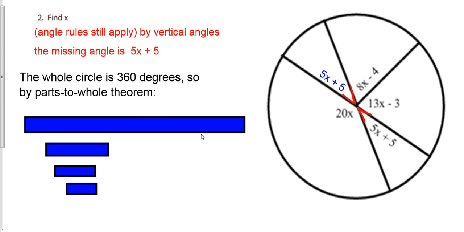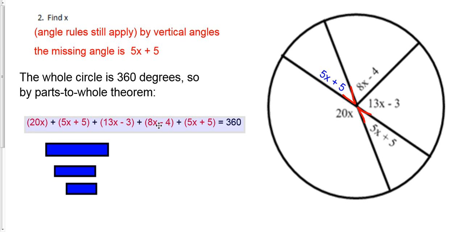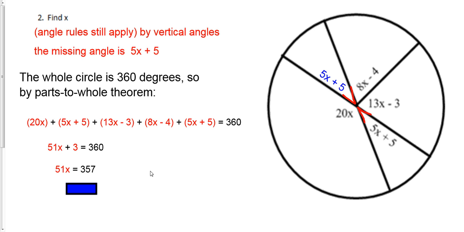So the whole circle is 360 degrees. By the parts to whole theorem, we would just add everything up. It would have to be 360, so we added up each of these little pieces. Combining our like terms, 20x plus 5x plus 13x plus 8x plus 5x is going to be 51x, and 5 minus 3 minus 4 plus 5 is going to be plus 3. Subtract 3 from both sides, we get 51x equals 357. Divide by 51 and we get x equals 7. So that'll be our final answer for this one.